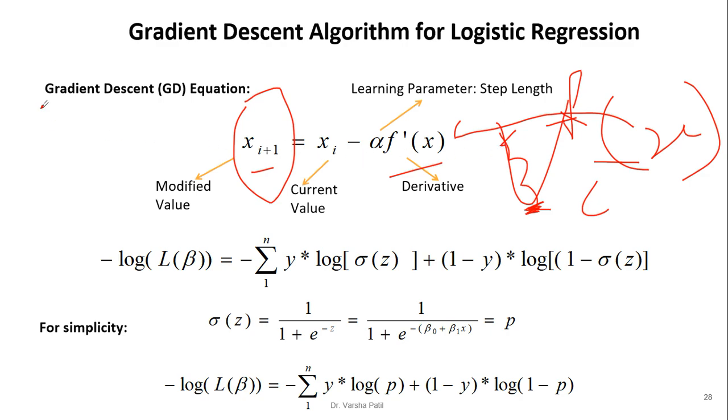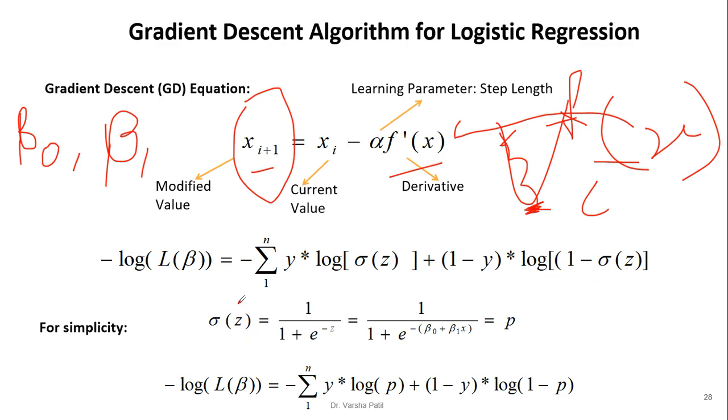So here in our equation, beta 0 and beta 1 are the parameters. So we need to take the partial derivative with respect to beta 0 and beta 1. But here a direct derivative is not possible. Here the chain rule of derivatives is required. So just see this equation. This is the basic equation: minus summation 1 to n, y into log of sigma z plus 1 minus y into log of 1 minus sigma z.